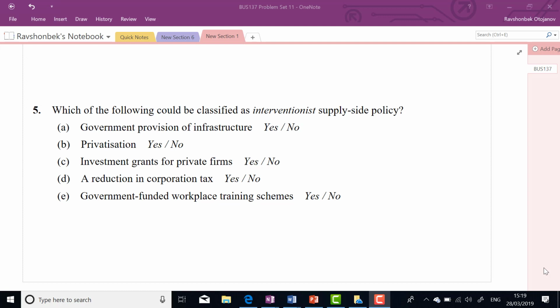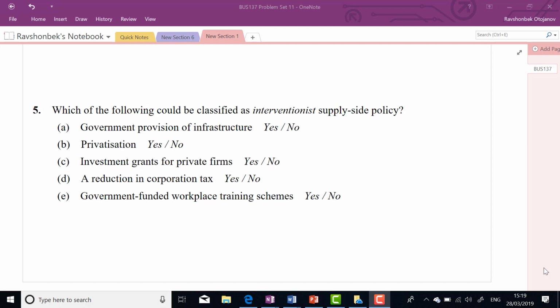Okay. Now, government provision of infrastructure. Yes. If it's supplying the infrastructure, the roads, the grid, basically electricity generated by the government and sold to the public, that is supply side policy. Intervention is supply side policy. It's a greater role of government.